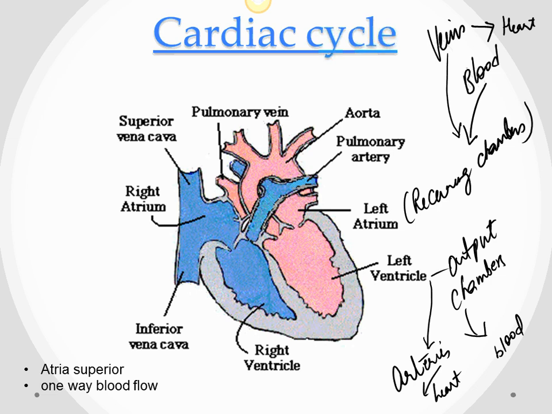Now this happens in both sides, right and left, simultaneously, but I'll go in order just to show you. But remember, it's happening simultaneously. As both atria receive blood together, both push it into the ventricles and both ventricles push blood out into the arteries. But I'm just going to go step by step, okay? So here's the right atrium.